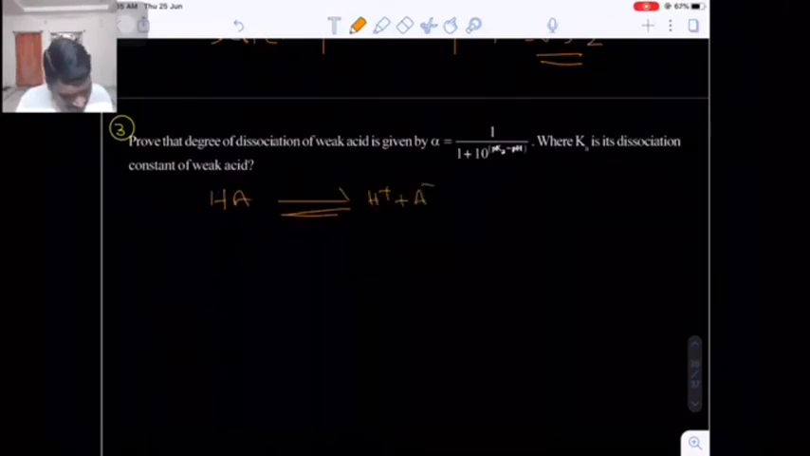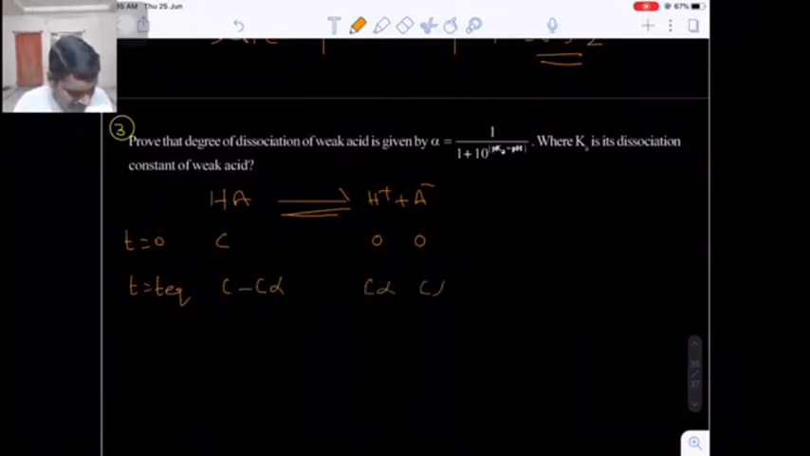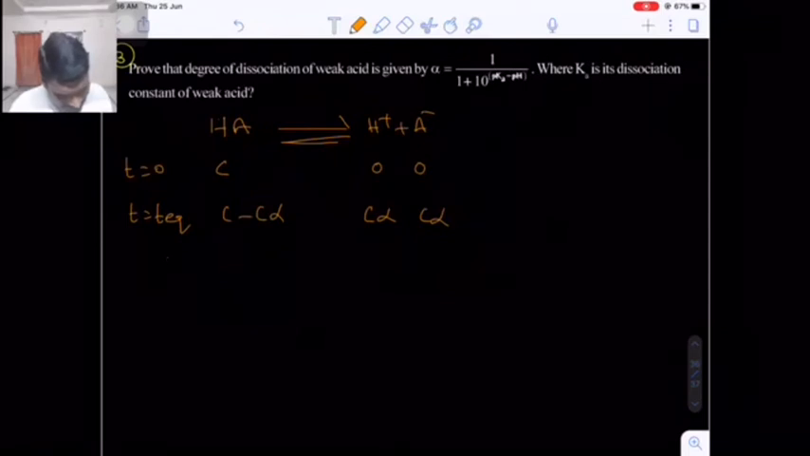We know initially, let's suppose C moles per liter of weak acid is there. Initially there will be no ionization. Let's suppose the system attains equilibrium. Now from 1 mole, alpha mole dissociated, so from C moles, C alpha moles dissociated, so C alpha moles of cation and C alpha moles of anion will be formed because of the 1:1 ratio.